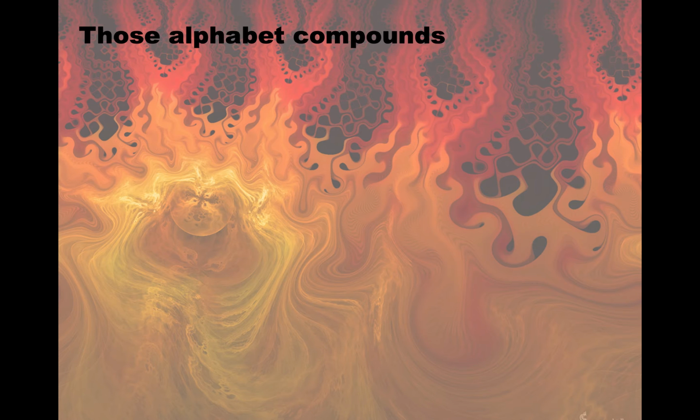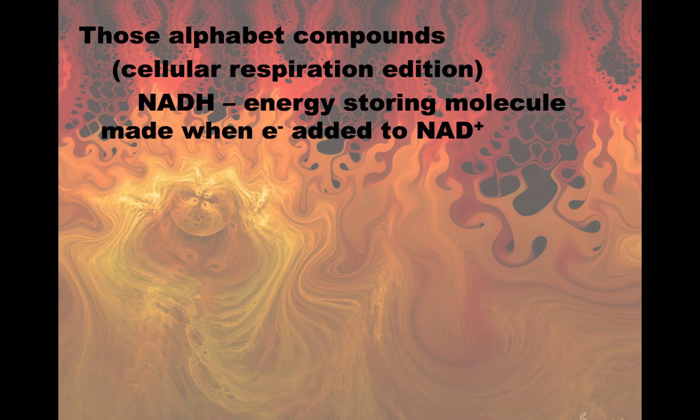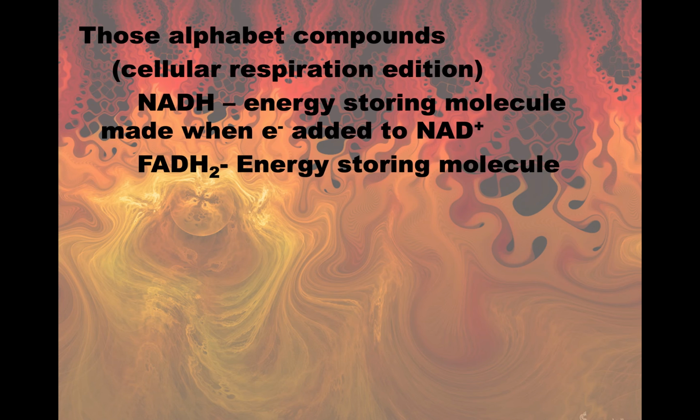So there's just a few alphabet compounds this time around. We have NADH, which is an energy storing molecule made when an electron is added to another compound called NAD+. We're not going to get into the details. Just realize that NADH is an electron carrier that carries the electron down a little path until it's ready to be used. And we also have another electron energy storing molecule called FADH2. Those are the 2 biggies that we're going to talk about and you're going to hear again.